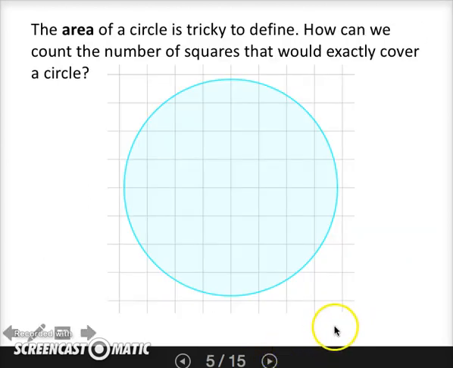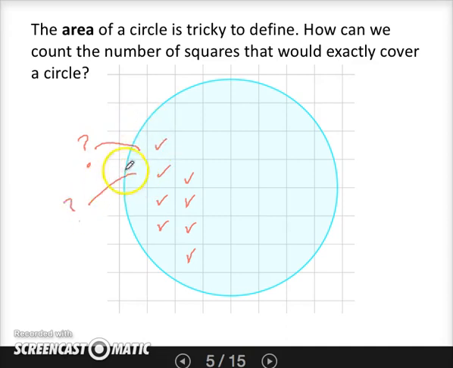The area of a circle is actually pretty tricky to define. How can we count the number of squares that would exactly cover a circle? Well, here we have some pretty straightforward counting. The squares that are completely inside the circle, we could count those up. But what about this piece of the circle? How much of a square is this curved shape? And what about this piece of a circle? It looks like this part of the circle could be covered by a little bit less than 1 square, but how much less? It's kind of hard to know.